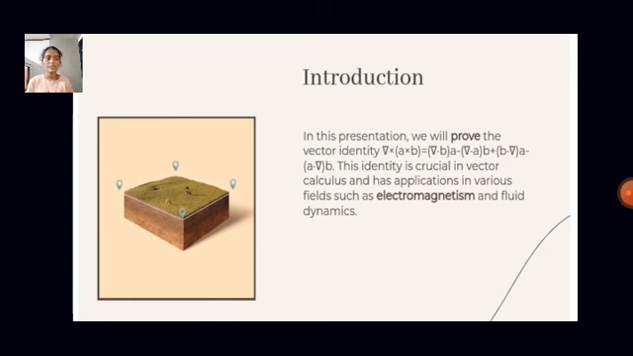Introduction. In this presentation, we will prove the vector identity ∇ × (A × B) = (∇·B)A − (∇·A)B + (B·∇)A − (A·∇)B. This identity is crucial in vector calculus and has applications in various fields such as electromagnetism and fluid dynamics.